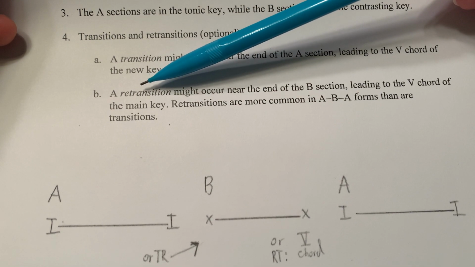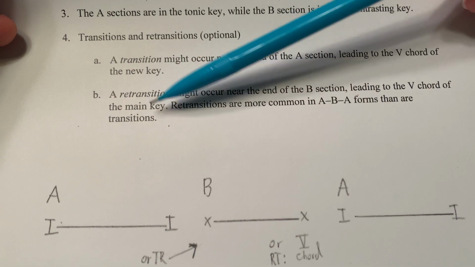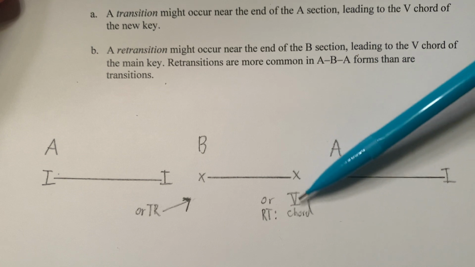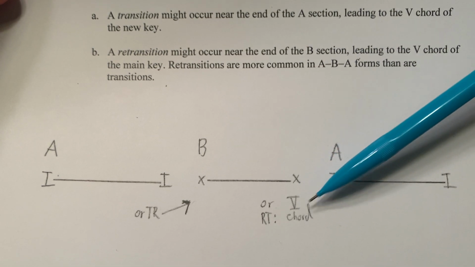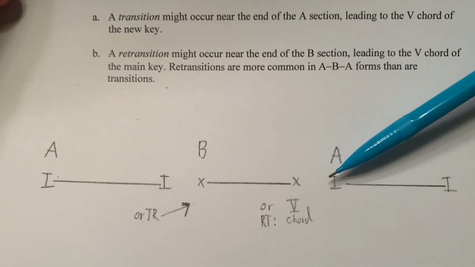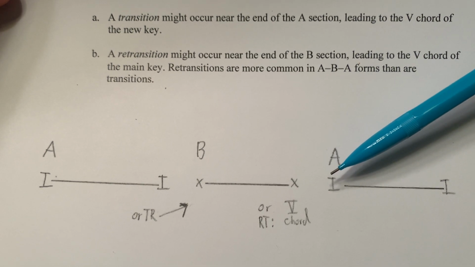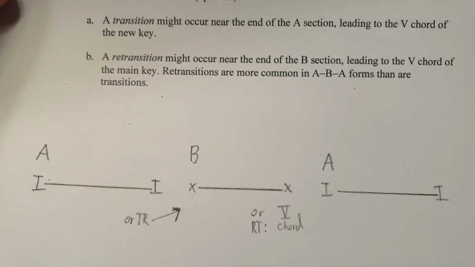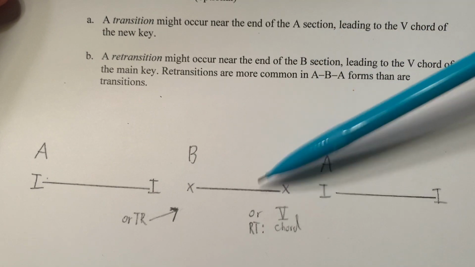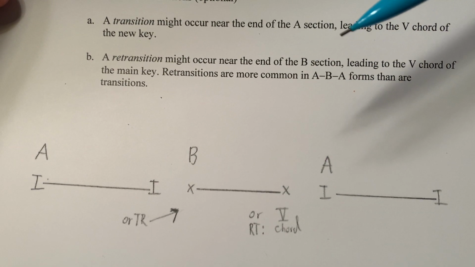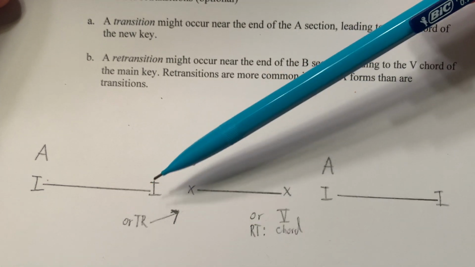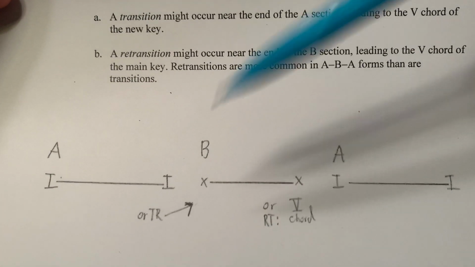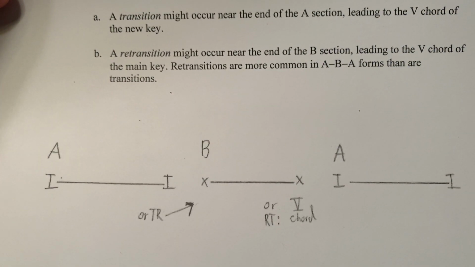Then a retransition, conversely, if it does happen, will happen at the end of the B section, and it will naturally land on the 5 chord and then lead us back to the tonic key. Now, in terms of the repertoire, I think you'll find many more retransitions than you do transitions in ternary forms. Retransitions are much more of a marker of the style, but really you could also have a ternary form that doesn't have any of these. It just kind of moves in block form from A to B to A.